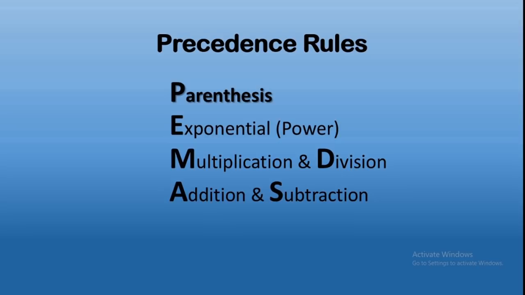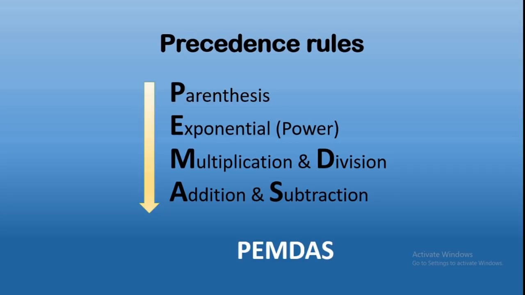So in a given expression, if there is a parenthesis, that operation will be carried out first, and if there is an exponential, meaning power, then that will be carried out second, and then multiplication and division, and finally the operation for addition and subtraction will be carried out. So parenthesis is the highest precedence and addition and subtraction is the lowest precedence. These rules are called PEMDAS rules. In this case, the modulo operator and floor division are also with multiplication and division operations.